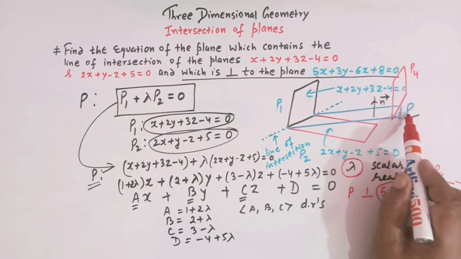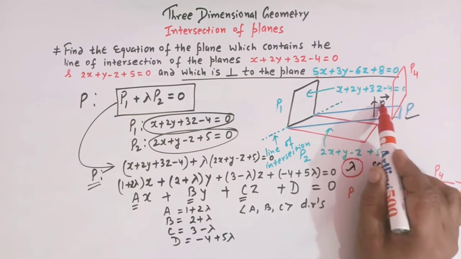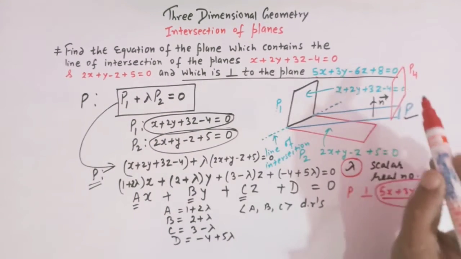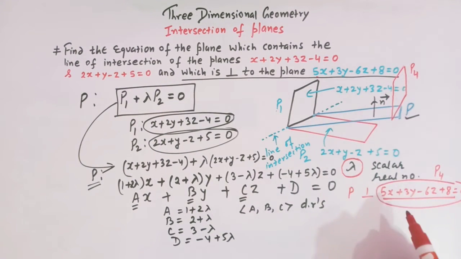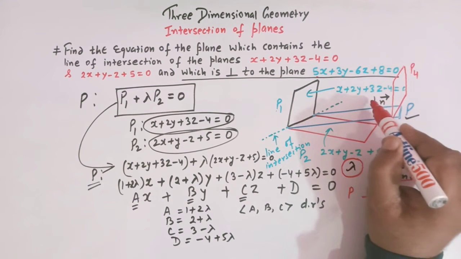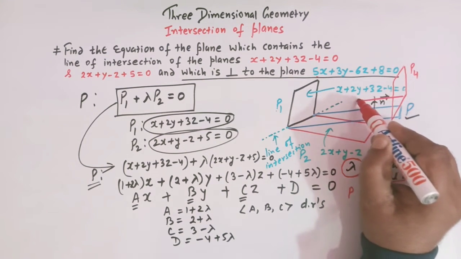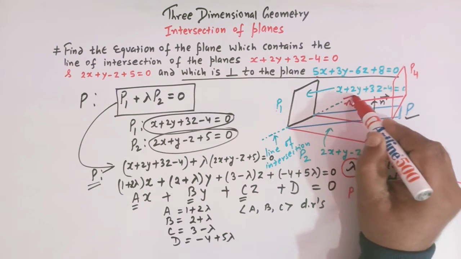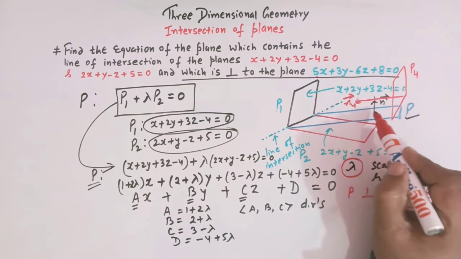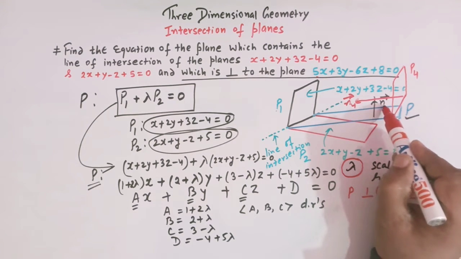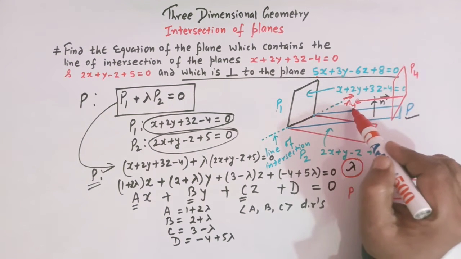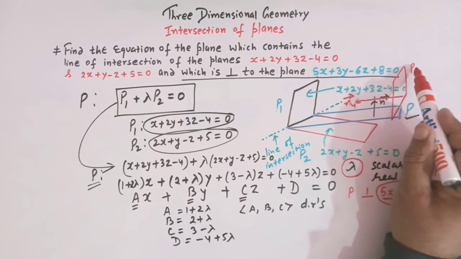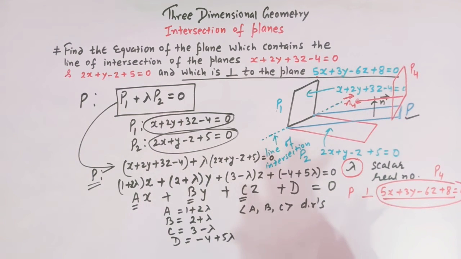So the normal vector to this plane P is given by vector n, and the normal vector to this plane P4, which is given by this equation, is like this, right? So this is the normal vector, say n4. So n4 is now perpendicular to n, right? So n is the normal vector to this plane P, and n4 vector is the normal vector to this plane P4. So when two planes are perpendicular, their normals are also perpendicular. So vector n is perpendicular to the vector n4, right?